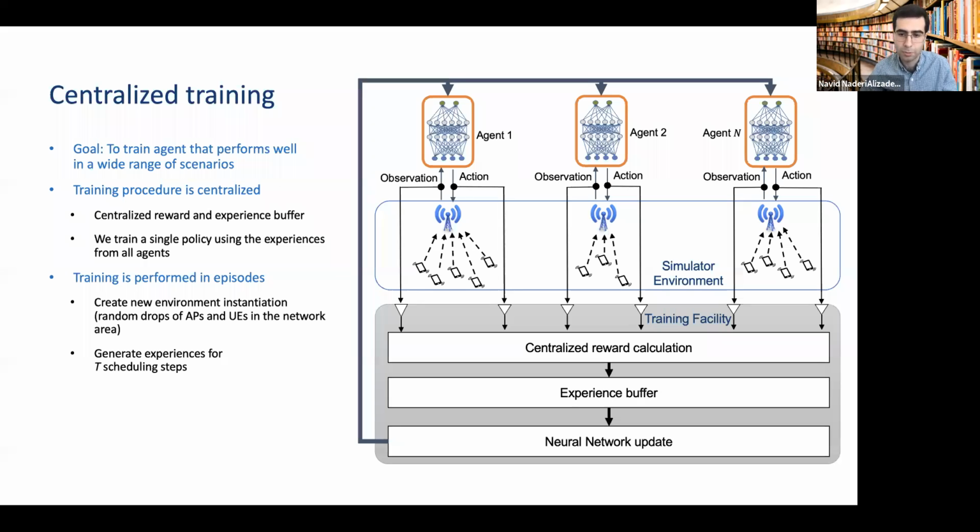And then once in a while, we do neural network updates based on a mini batch of samples from the experience buffer. And then we push the updated weights to the agents. Because of this randomness, there are lots of different scenarios of, let's say, cell edge and cell center, or combinations of those, that the agents are exposed to. And this really gives us the ability to train the agents so that they perform well across a range of different scenarios.